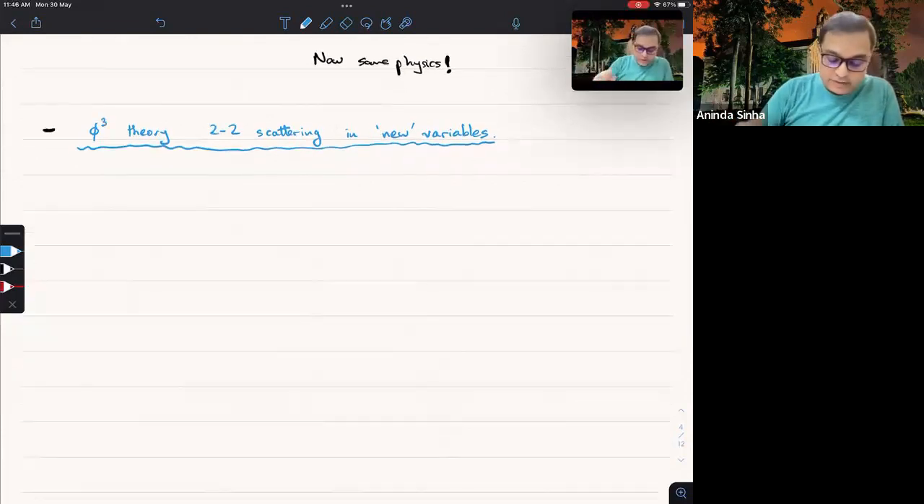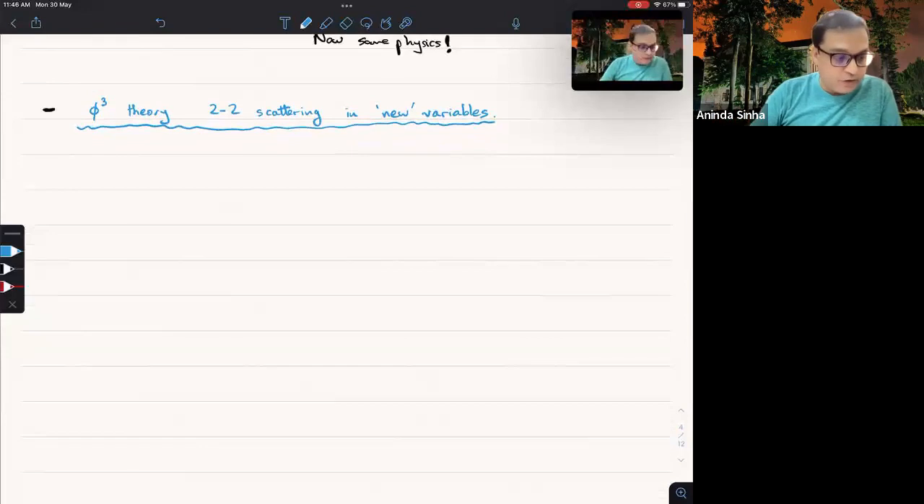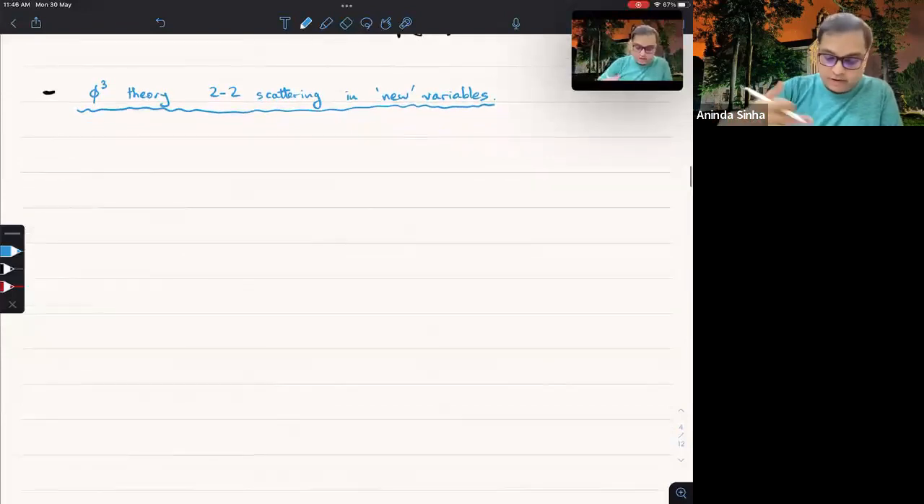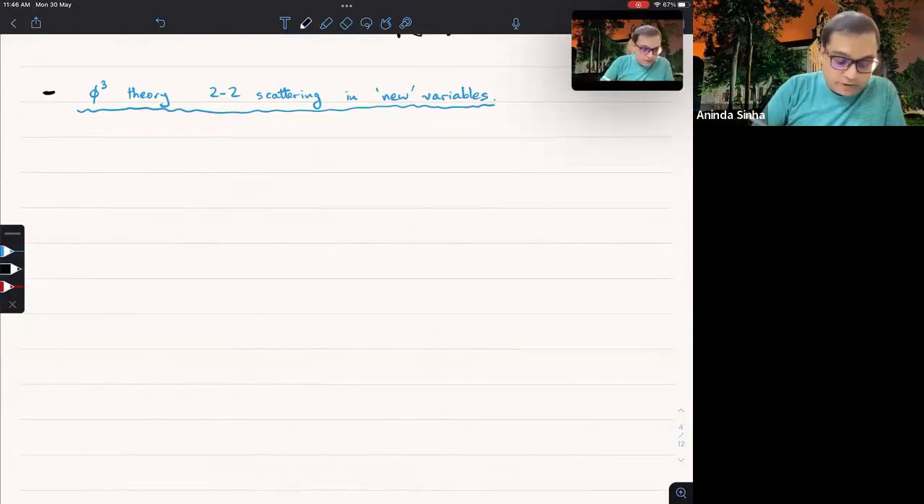Okay, so let's go through phi cube theory. I wanted to go slow here because I was throwing a lot of information at you, so I want to write it out. You could work with phi cube theory, so massive phi cube theory, or you could work with, say, phi square psi, where phi is a massless scalar and psi is a massive scalar. So this is what I'm going to work with. So let's write down the tree-level amplitude for this phi square psi theory for phi to phi scattering.